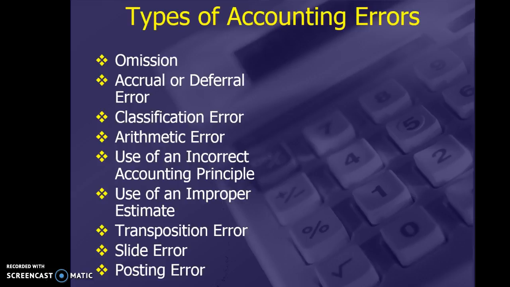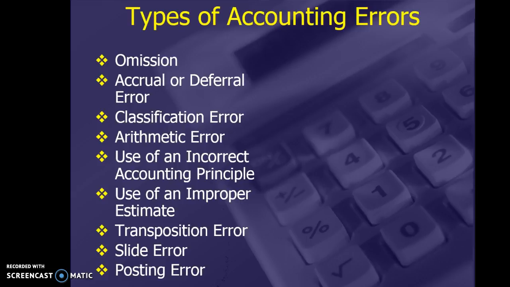Classification error is exactly what it sounds like. The recording of a transaction was made using the incorrect account. So you may have charged your supplies to salaries. The amounts are in there, obviously, but they are being charged to the incorrect account. So that's a classification error.